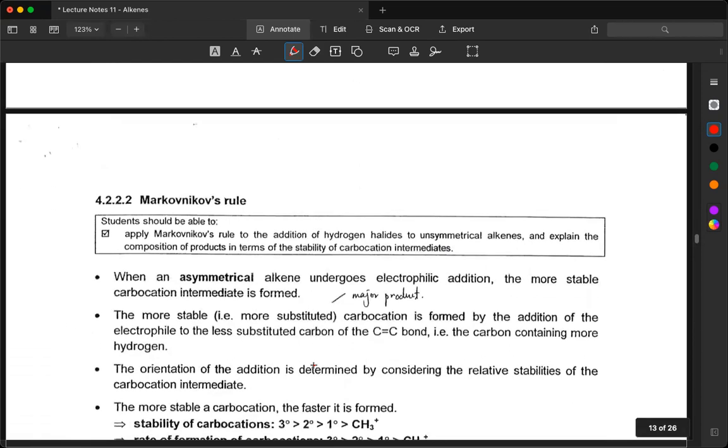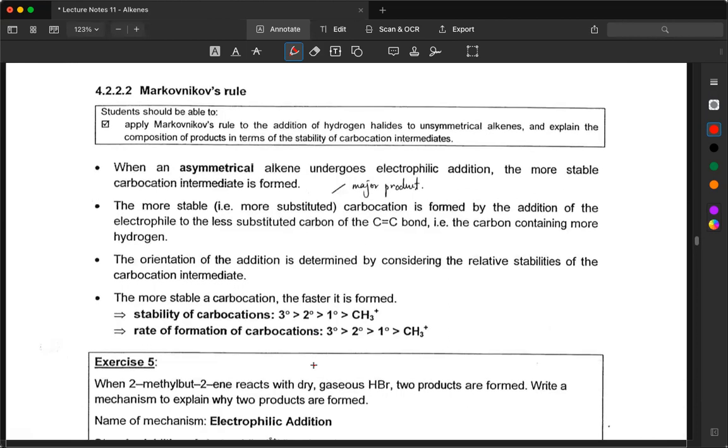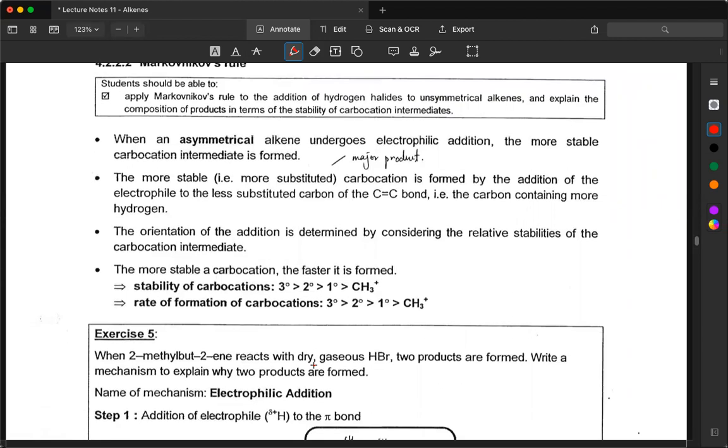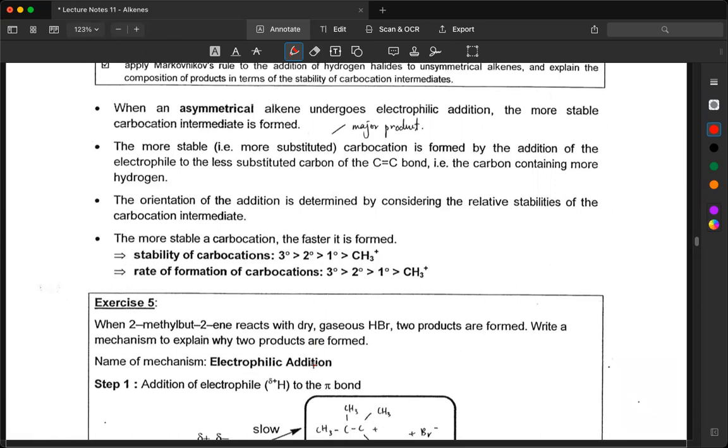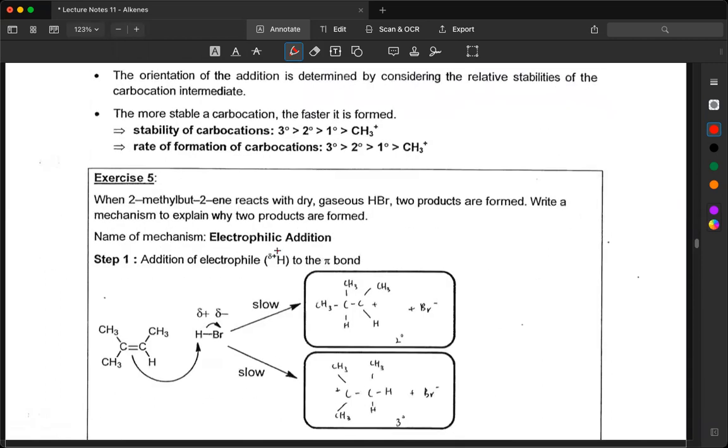Okay, we're going to talk about Markovnikov rule. When an unsymmetrical alkene undergoes electrophilic addition, the more stable carbocation intermediate is formed. The more stable carbocation is formed by the addition of electrophile to the less substituted carbon of the C=C double bond. That is the carbon containing more hydrogen. The orientation of the addition is determined by considering the relative stabilities of the carbocation intermediate. So the more stable the carbocation, the faster it is formed. So the stability of carbocations corresponds to the rate of formation of the carbocations.